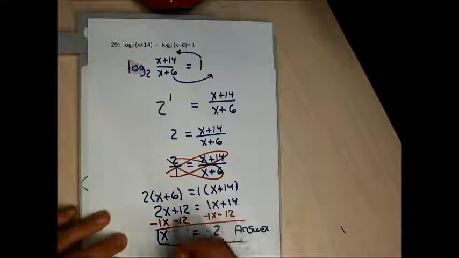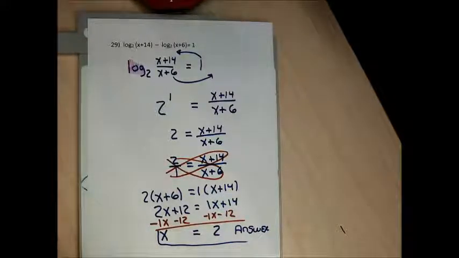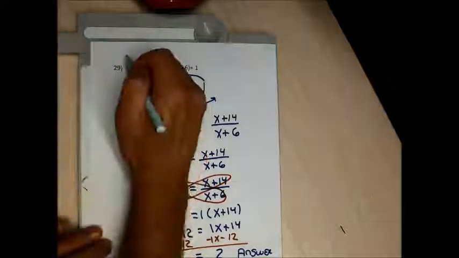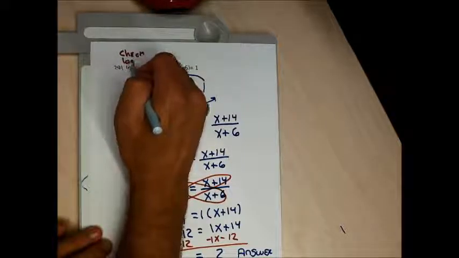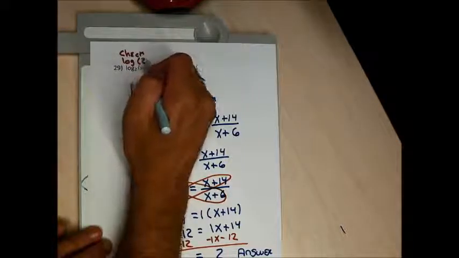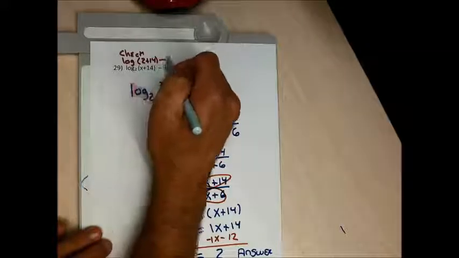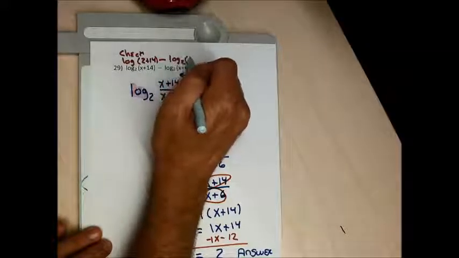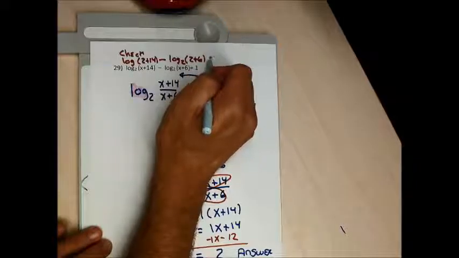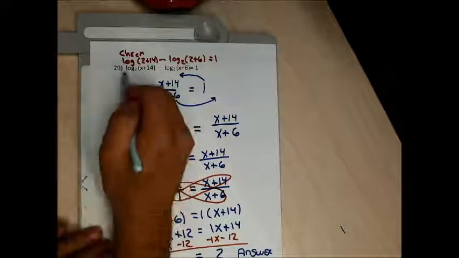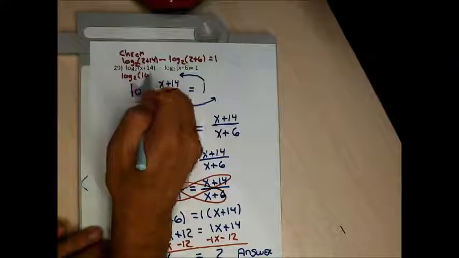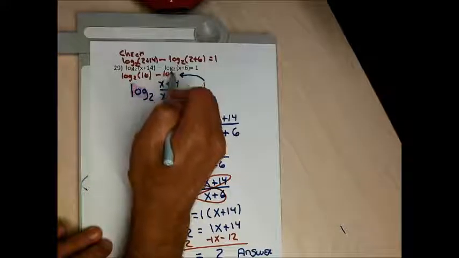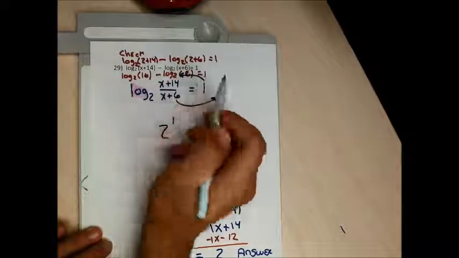Anytime I solve an equation, I can check, and I probably should check. So the checking for problem 29, I should go and see if the log base 2 of 2 plus 14 minus the log base 2 of 2 plus 6 equals 1. And I'm going to think of this as the log base 2 of 16 minus the log base 2 of 8 and see if that equals 1.